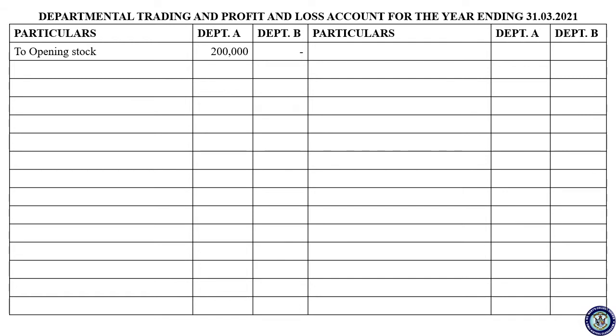Okay, what next? So they are given purchases. Purchase is an expense, so on the debit side, "To purchases" 22 lakh and 2 lakh. Next they are given wages. Again, wages is a direct expense. "To wages" 1 lakh and 1,60,000.